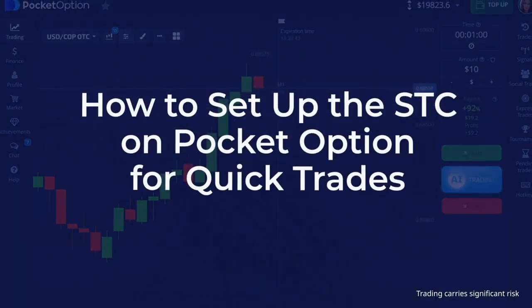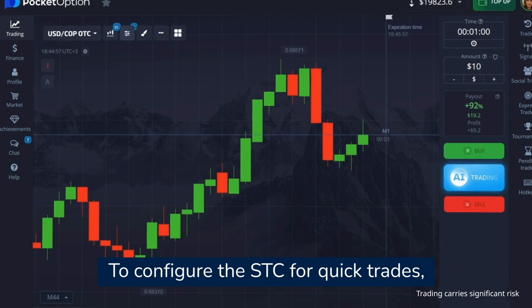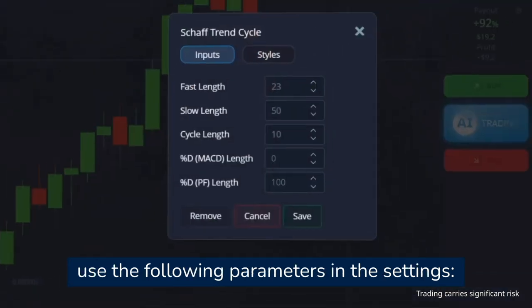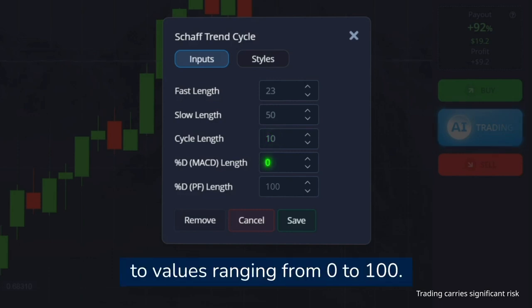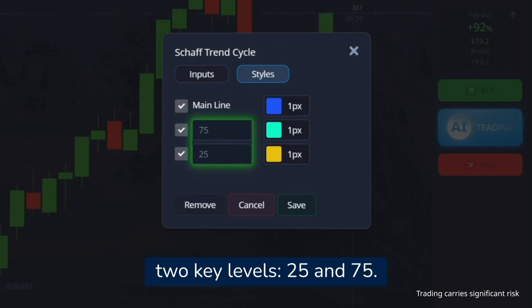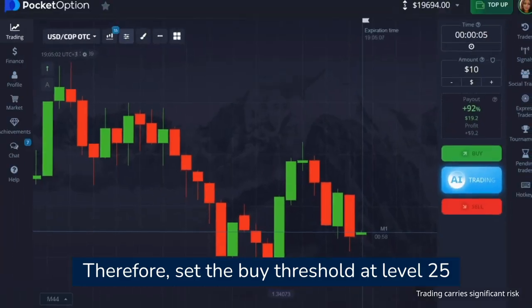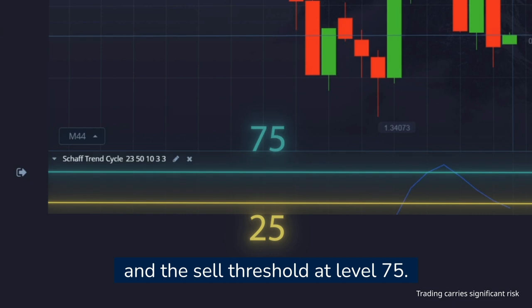How to set up the STC on pocket option for quick trades. To configure the STC for quick trades, use the following parameters in the settings. Fast EMA period, 23. Slow EMA period, 50. Stochastic cycle period, 10. The trend cycle is limited to values ranging from 0 to 100. The STC indicator uses two key levels, 25 and 75. Therefore, set the buy threshold at level 25 and the sell threshold at level 75.